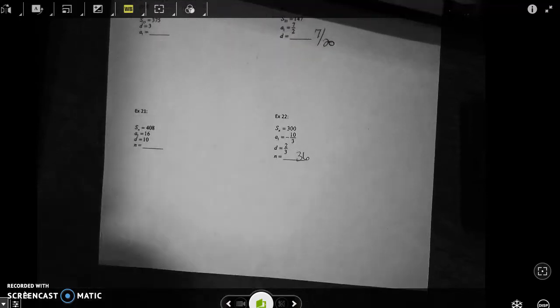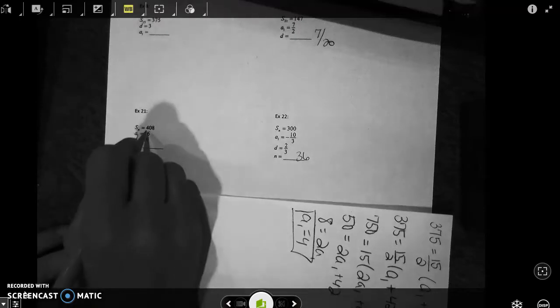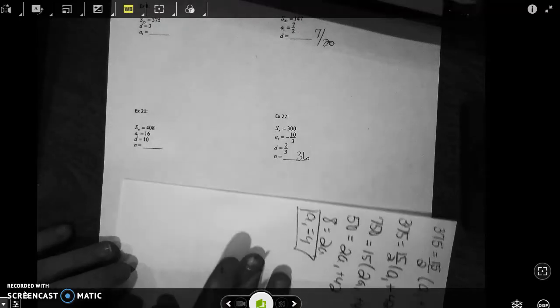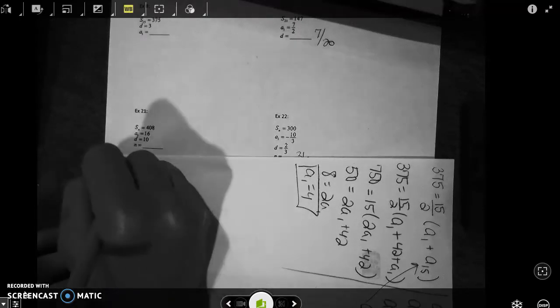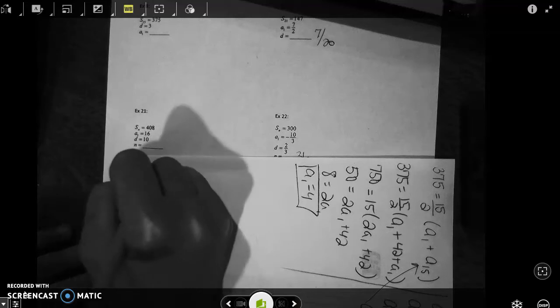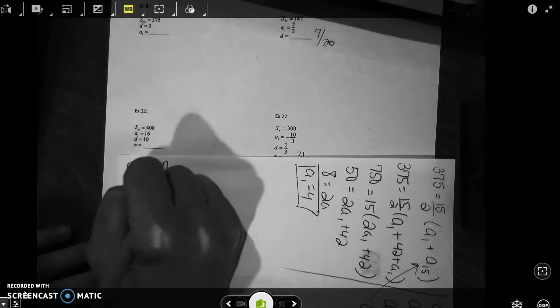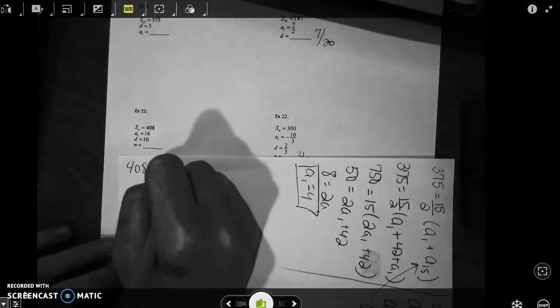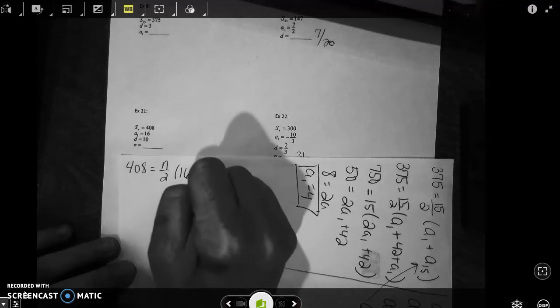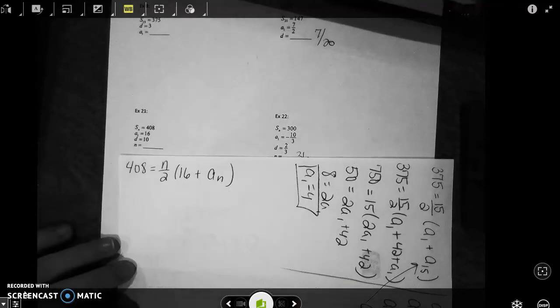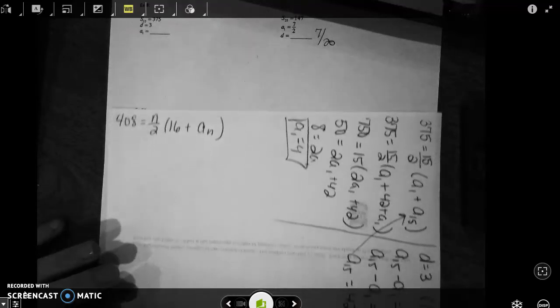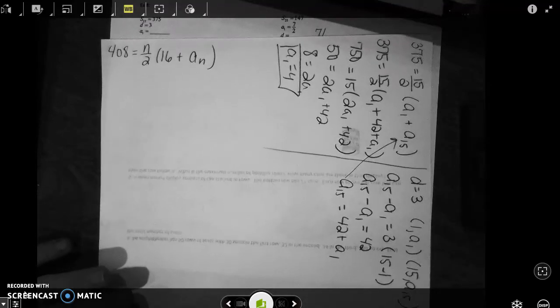All right, we'll finish the notes up here by doing number 21. So if I look at 21, this time I know the sum. I do not know the number of terms. I know the first term, but I do not know a sub n. So once again, I have two unknowns, which means I will need two equations. And so that other equation will come from knowing the explicit formula.